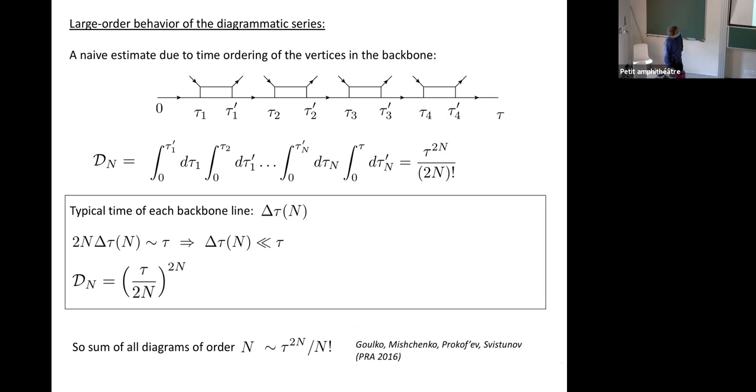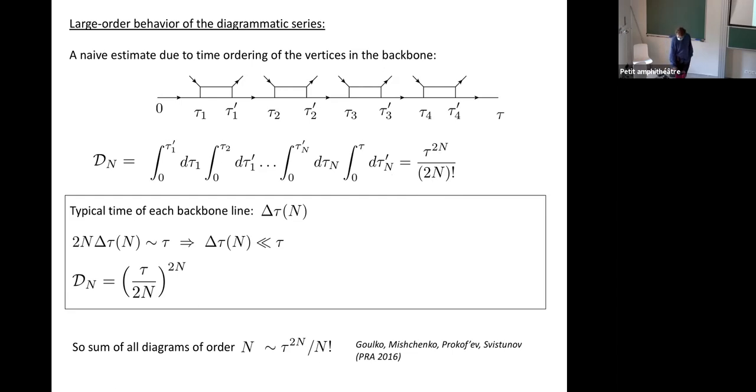You always have a backbone in the diagram of propagators that move forward in time, and we have to integrate out all the internal times. If I simply replace the propagators with 1 and forget about momentum integration, then this simple integral over imaginary times in an ordered way will give you tau to the power 2n over 2n factorial for a single diagram.